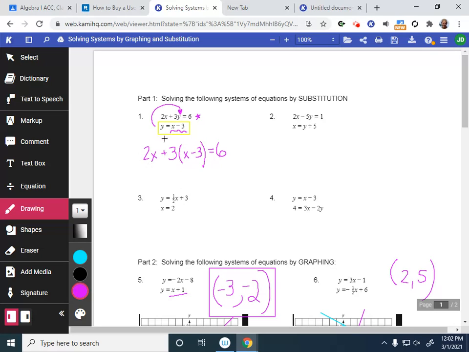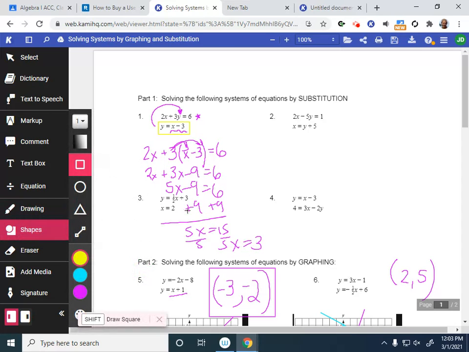It's got only one variable, so I can solve this just like we did in the first couple weeks of school. So 2x plus 3x minus 9 equals 6. Notice I'm distributing. I'm going to run into this problem. That's okay. 5x minus 9 equals 6. Add 9 to both sides. I'm going to have 5x equals 15. Divide both sides by 5, and x equals 3. That's my x value.